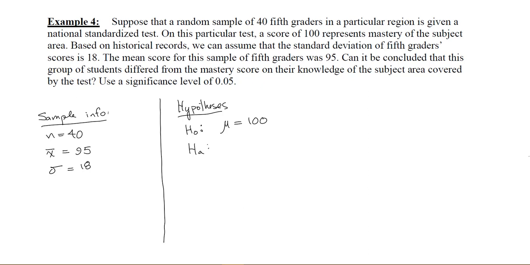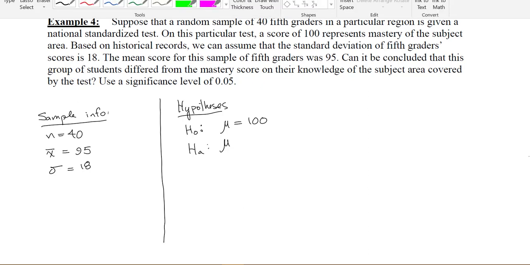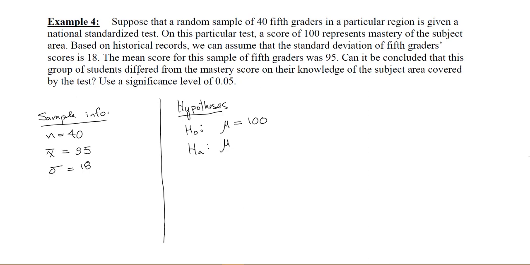So then our alternative hypothesis is also going to have mu in it. And so now we need to decide if we have a one-tailed test or a two-tailed test. So what we need to do is read the problem and see if it is steering us in a direction. So if I look here, this group of students differed from the mastery score. So this is where I'm looking when I decide one-tailed or two-tailed. So I'm trying to decide if this differs from the mastery score.